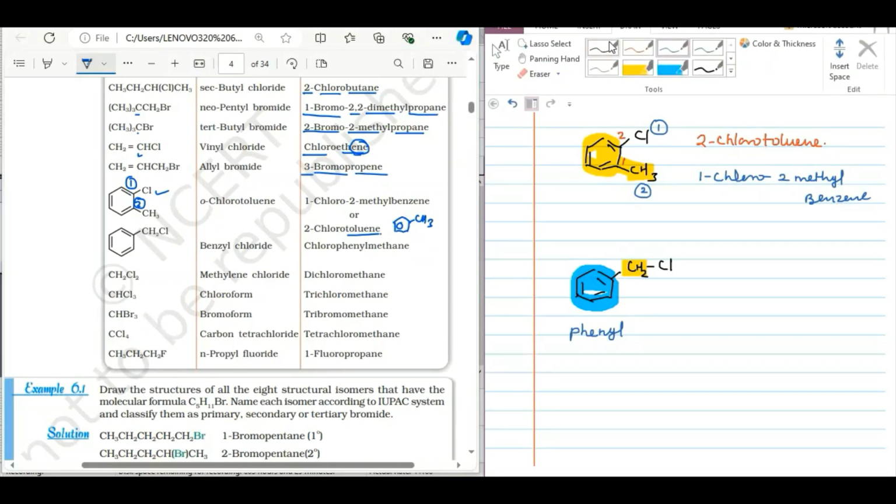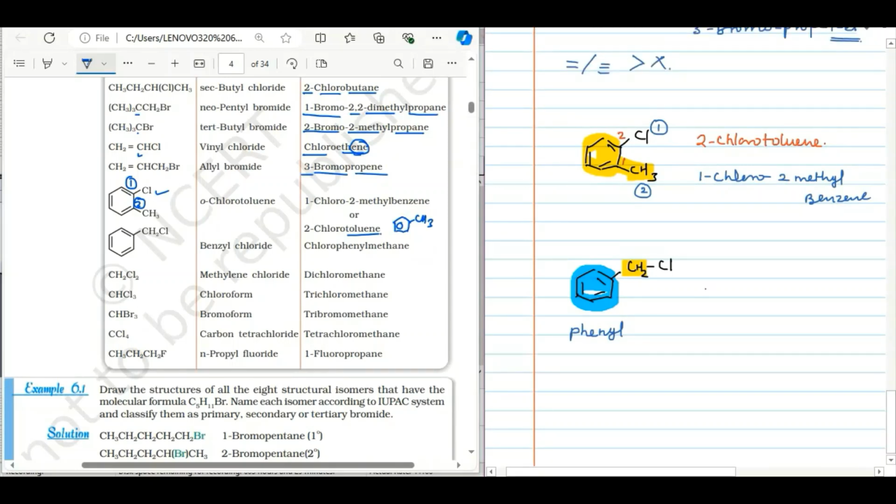Now name this molecule. So when you name this molecule, the name of this molecule will start with chloro. Now write the name of the substituent. This is phenyl. And the name of the parent is methane. So the name of this molecule will be chlorophenylmethane.